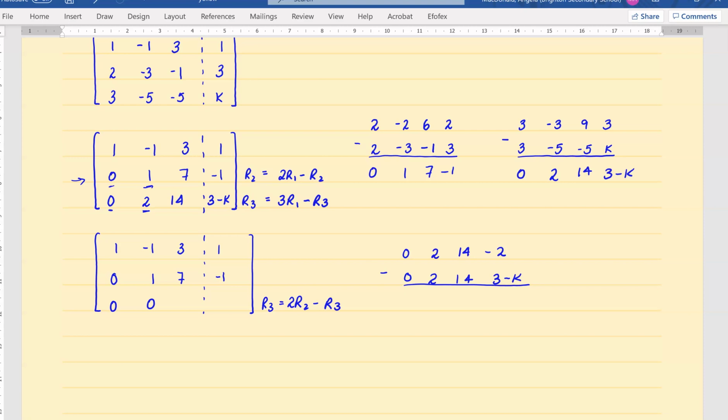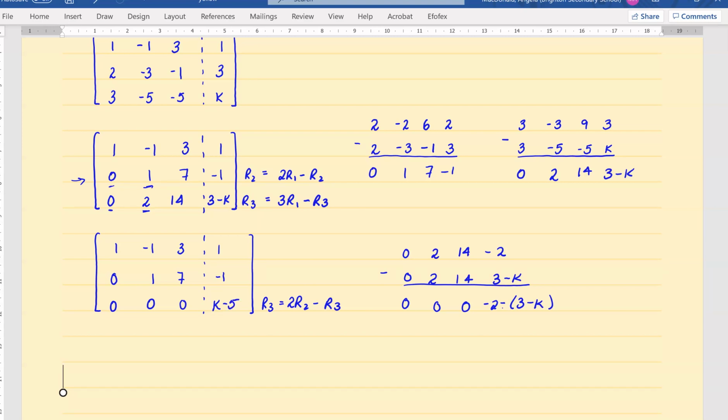So 0 take 0, 2 take 2 is 0, 14 take 14, 0. Be careful here, it's minus 2 minus 3 take k. So minus makes a plus. So I'm going to end up with k minus 2 take 3 is minus 5.